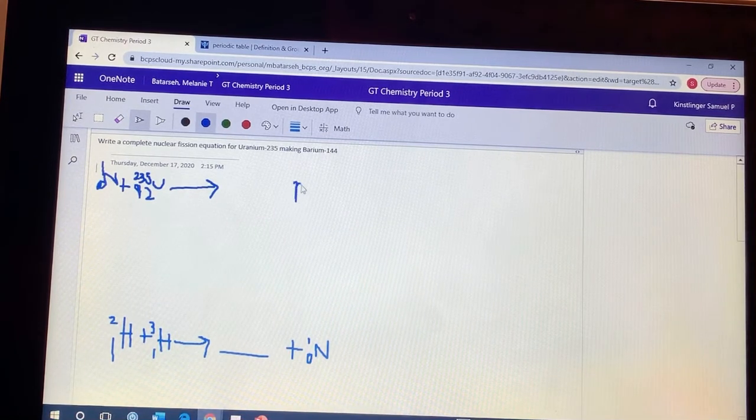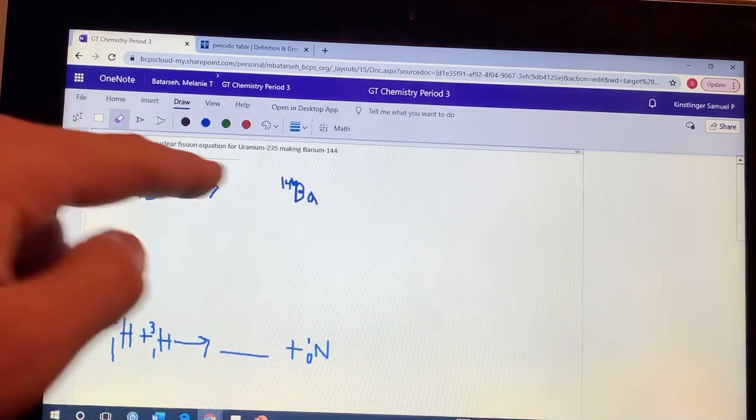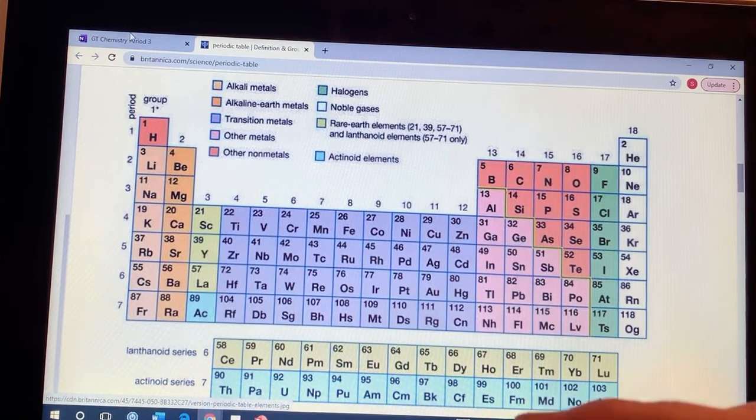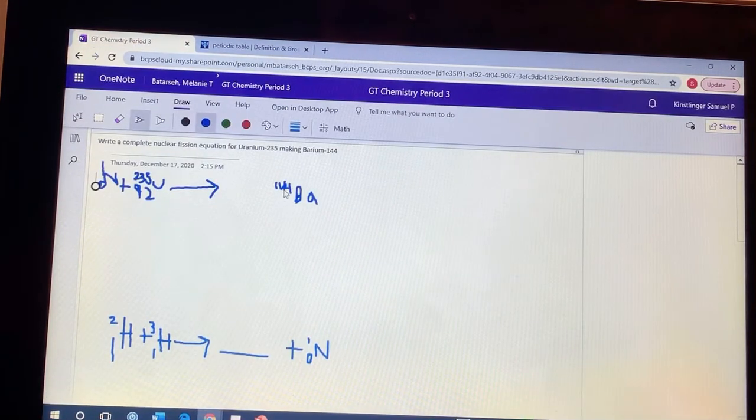barium-144, which is Ba 144. I drew that poorly. Now my thing's messing up. Go back to barium 144. Let's find barium is 56 on the table. And we know that when it's finished, it'll end up with 3 neutrons. So we're going to have 3, 1, 0.